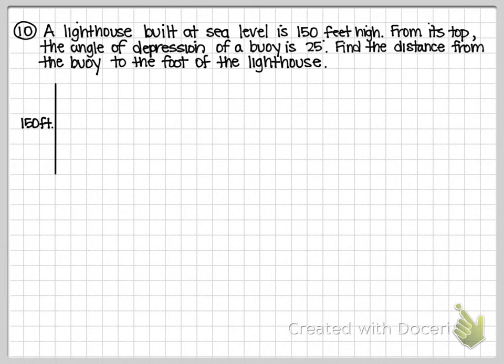From its top, the angle of depression of a buoy is 25 degrees. Okay, angle of depression. So let's go to the top of this thing, put the line of sight. Go ahead and erase little pieces of it so I know that's the line of sight. And the angle of depression is 25 degrees. So I would say from the line of sight down, the angle of depression, that's going to be 25 degrees.